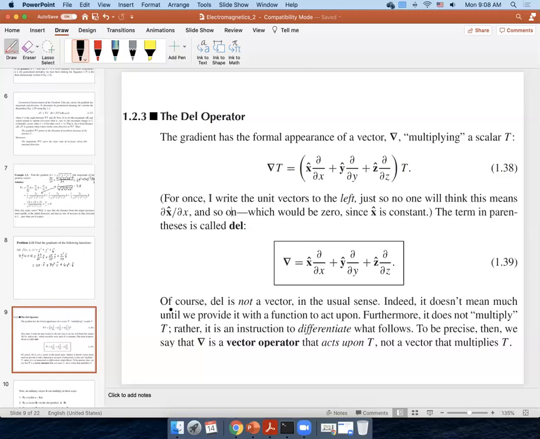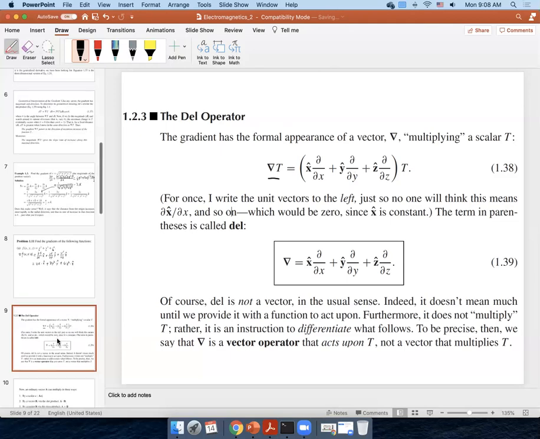And del, its operator, it seems like a vector. It has x, y, z components, but it's an operator rather than a vector. So when you do something like this, del T, we don't consider it a vector multiplied by a function. We consider it an operator acting on the function, which is del T.